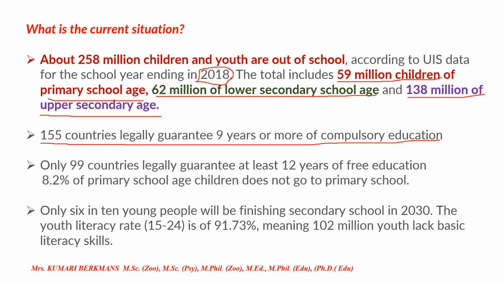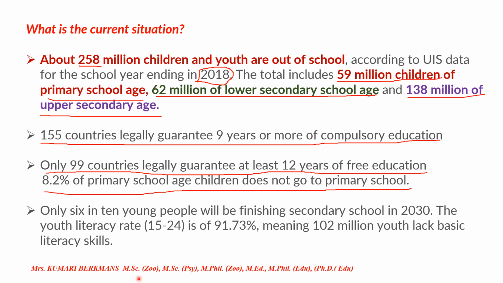2018. How many millions of children were out of school? 258 million children as well as youth. Okay, now only 99 countries legally guarantee at least 12 years of free education. 8.2% of primary school age children do not go to primary school. Okay, see, it is very sad to see all those things.